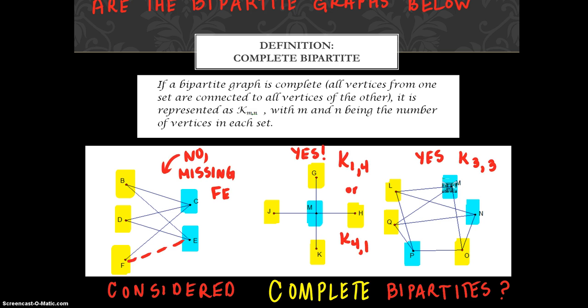So here's our first one. It was missing edge FE, so it's not considered complete. The second one is every yellow is connected to the blue in the middle, and the blue is connected to every yellow, so we would name that a K14 or a K41. The one on the right's a little harder to do, but it is also a complete bipartite. If you look at it, every yellow is connected to every blue, and every blue is connected to every yellow. So that is a K33.